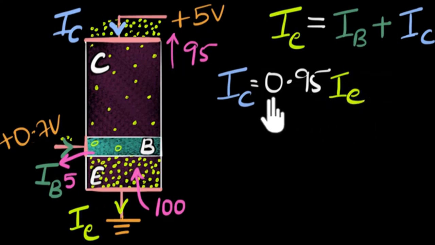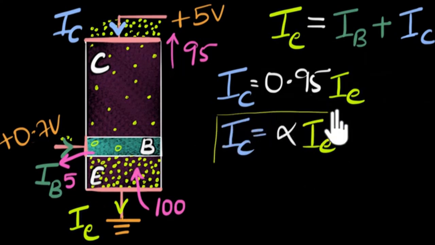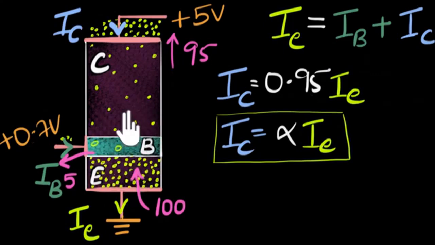And this number is usually represented as alpha. So in more general terms, we could say IC equals alpha times IE. In our example, this alpha is about 0.95. And that number is pretty much a constant for a given transistor. It only depends upon the doping levels of the emitter, maybe. It depends upon how thin the base is, how many holes the base has, and all these design specifications decide the value of alpha.